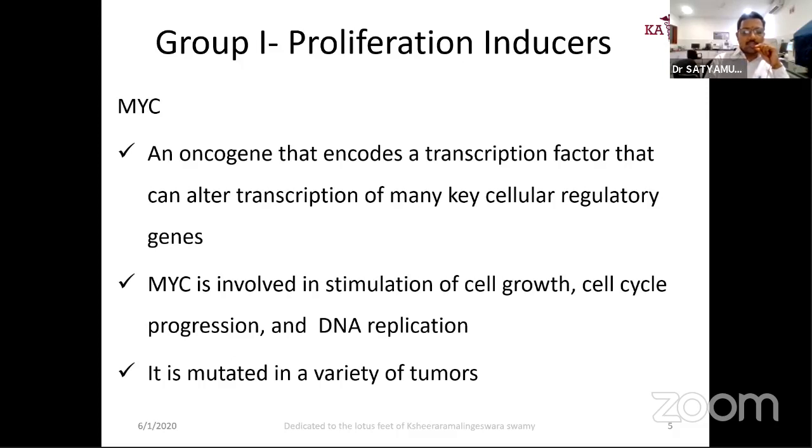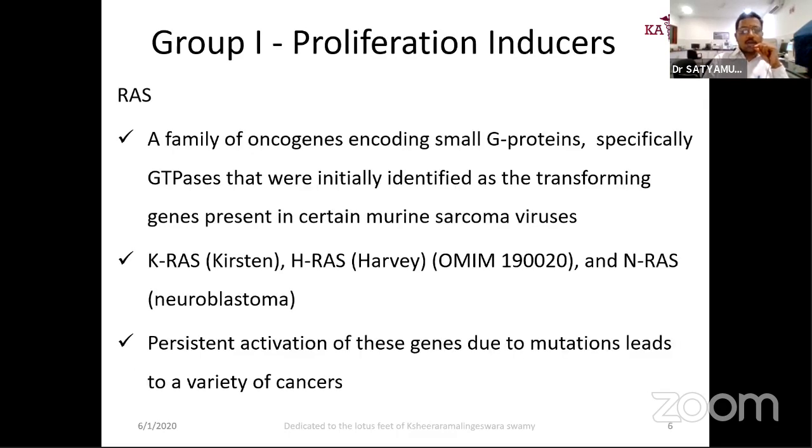The MYC gene encodes a transcription factor that can alter transcription of many key cellular regulatory genes. It is involved in stimulation of cell growth, cell cycle progression, and DNA replication. Many tumors have the MYC mutation. Coming to RAS, it is from Rat sarcoma. It is a family of oncogenes including small G proteins, specifically GTPases, that were initially identified as transforming genes present in murine sarcoma virus. They are KRAS, HRAS, and NRAS. NRAS is involved in neuroblastoma, and persistent activation of these genes leads to various cancers.